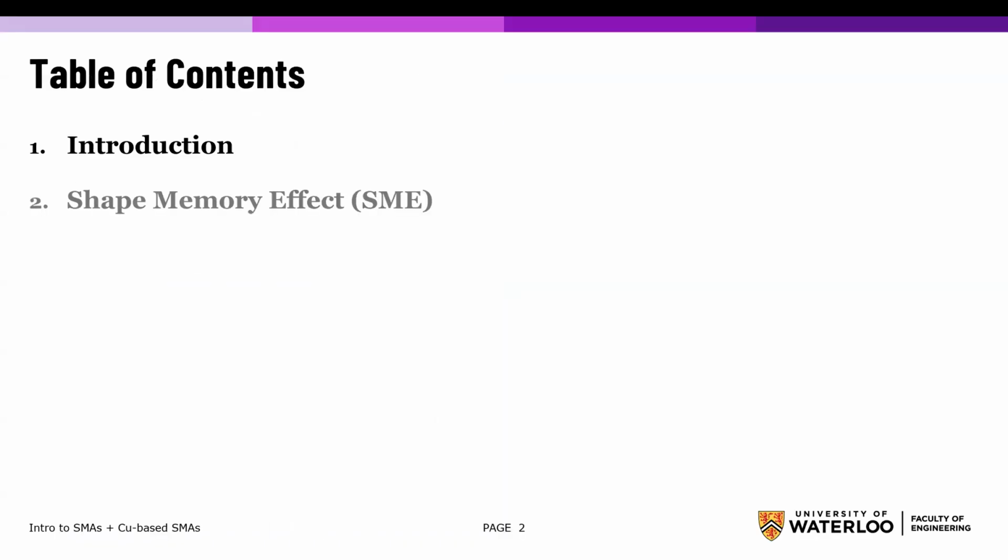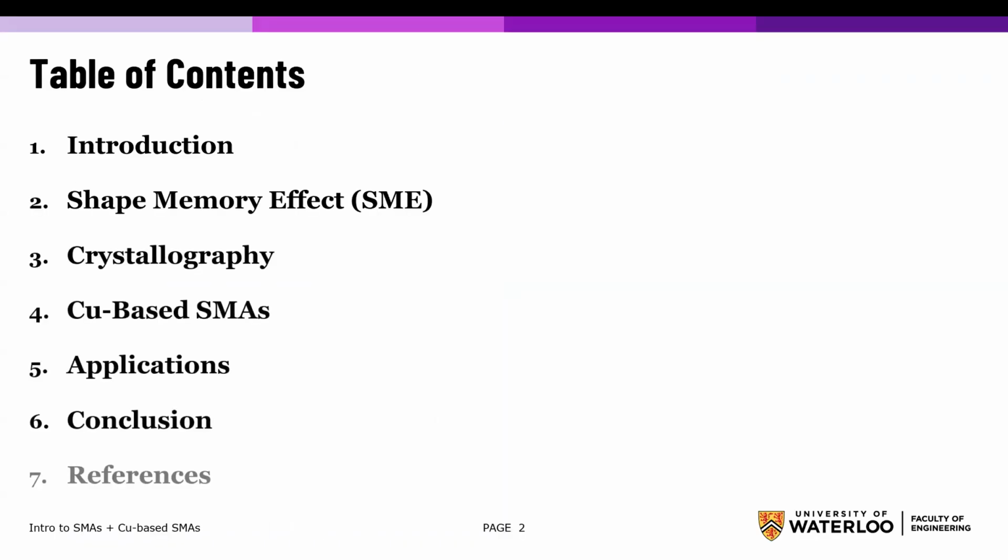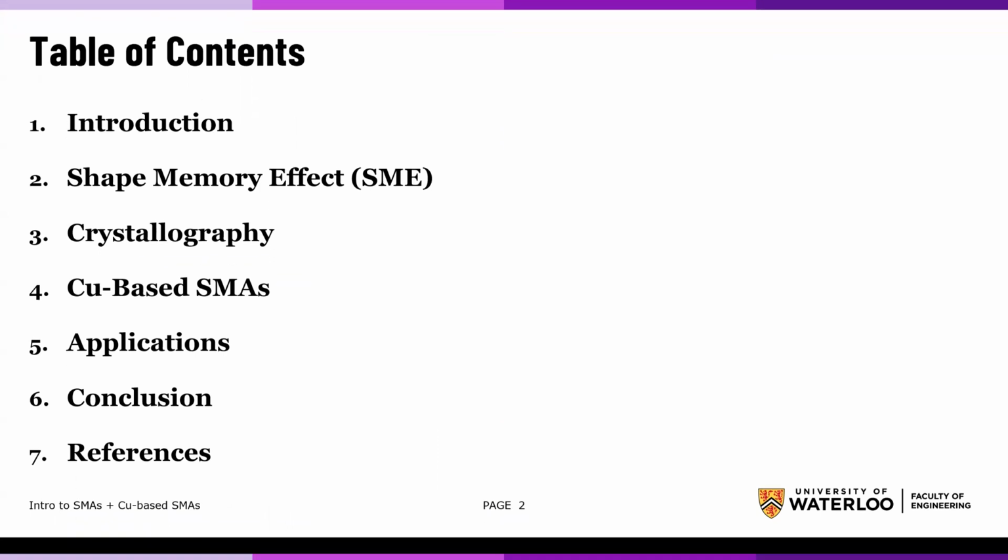For the table of contents, we'll be covering an introduction, the shape memory effect, and its according crystallography. We'll also focus on the copper-based shape memory alloys, their applications, and finish with a conclusion and some references.